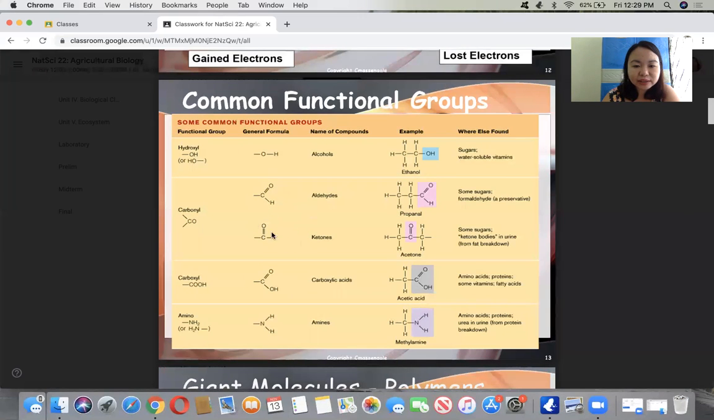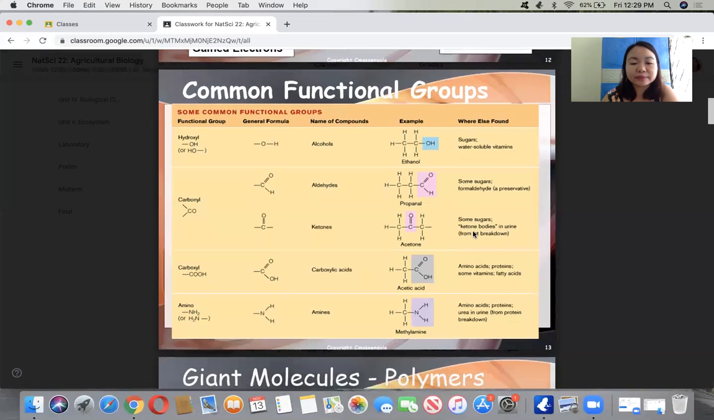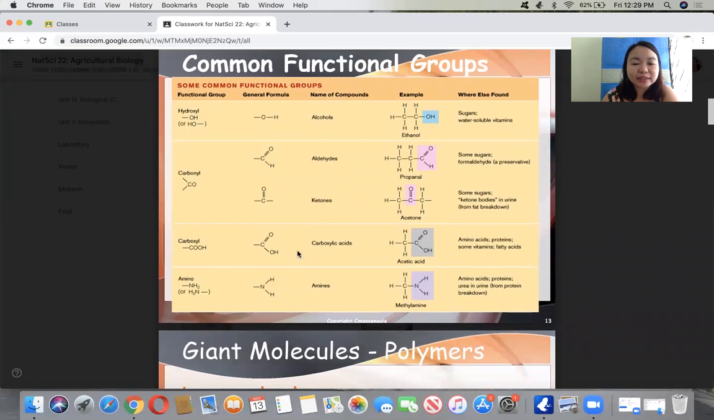It looks like this formula, and these are aldehydes and ketones, like the propanol and the acetone. These are found in some sugars, formaldehyde as a preservative, and the ketones are found in ketone-bodied sugars in urine and from fat breakdown. Next is the carboxyl, which looks like this, and these are known as the carboxylic acids. An example is the acetic acid, which are found in the amino acids, protein, and some vitamins or fatty acids.